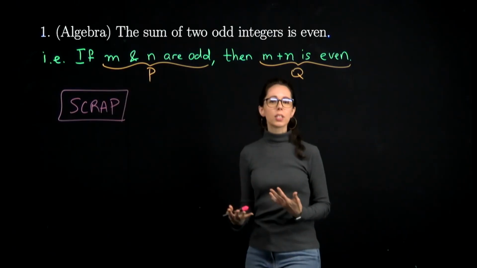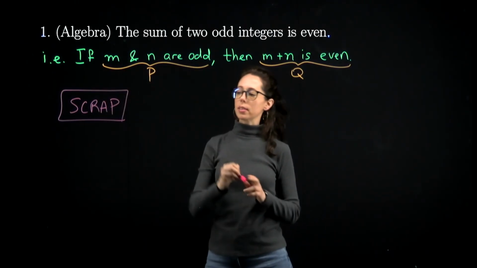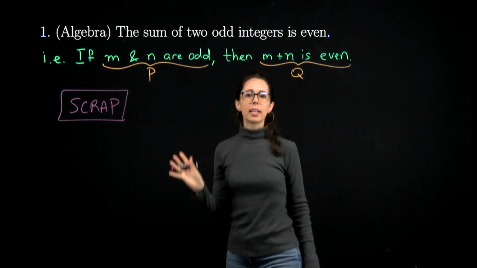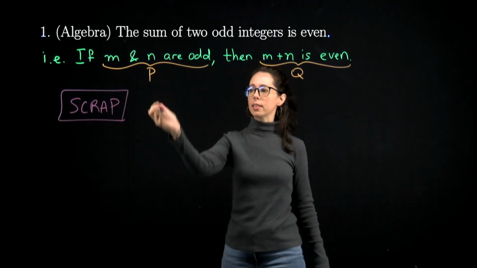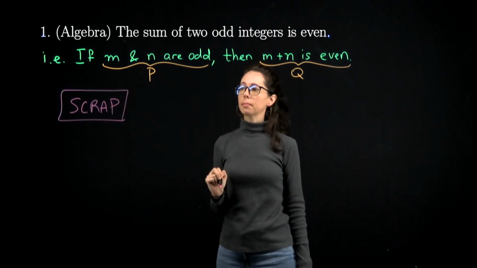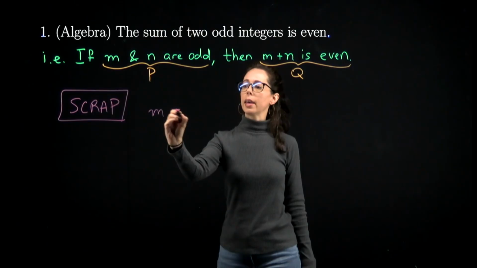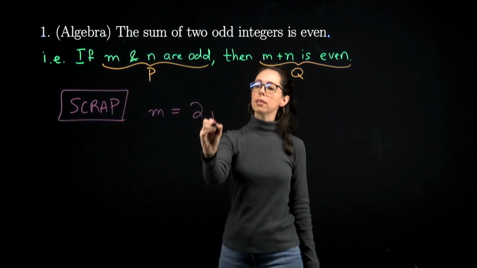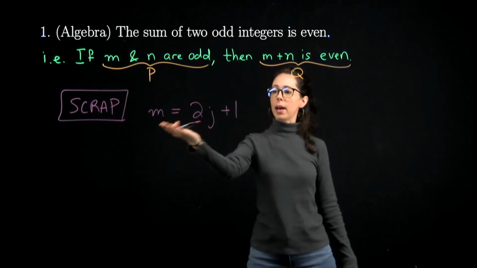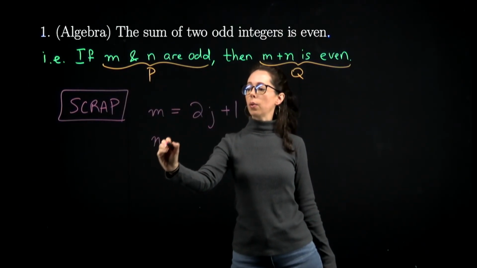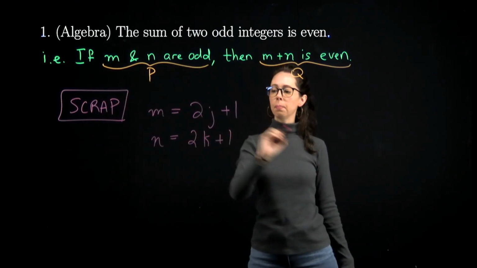And this is like your brainstorming session where you see what you are able to do with the hypothesis. So it's not going to be full sentences or anything like that. I'm just going to imagine that I'm playing around with the ideas in the statement P here. Okay, so we know that odd integers can be written as twice another integer plus 1. So let me imagine m is 2j plus 1, and likewise the odd integer n is, say, 2k plus 1, where j and k are integers.